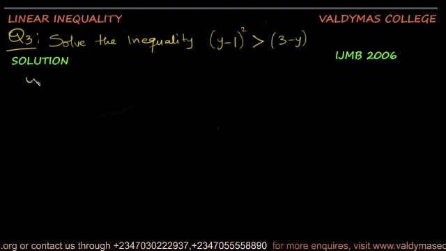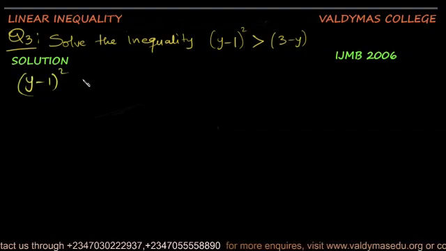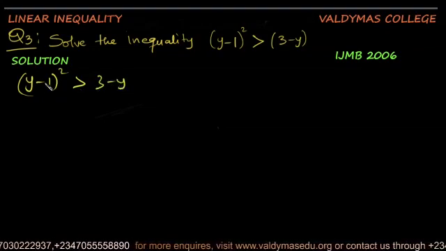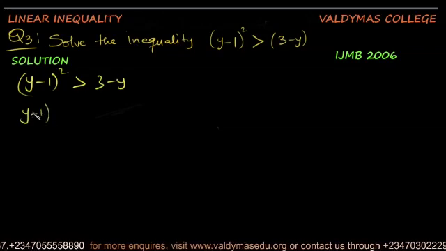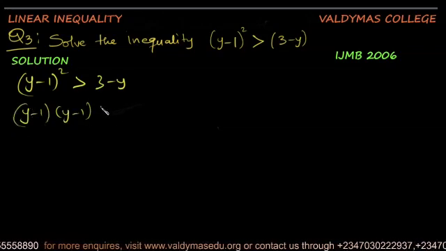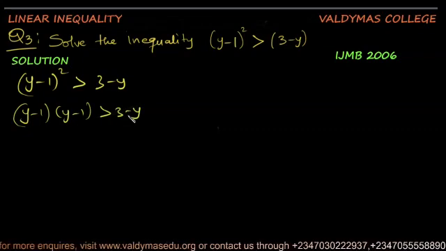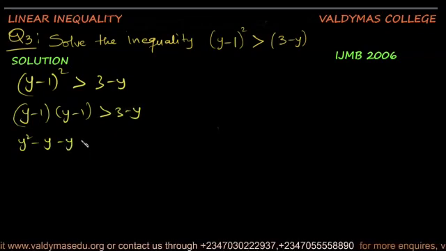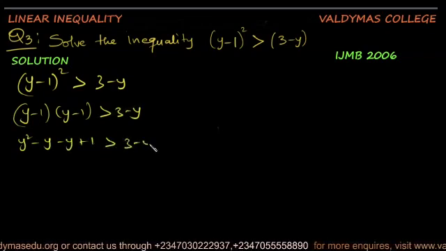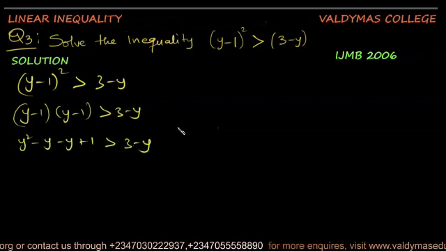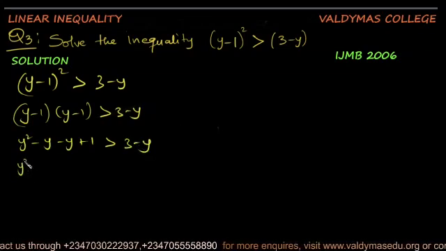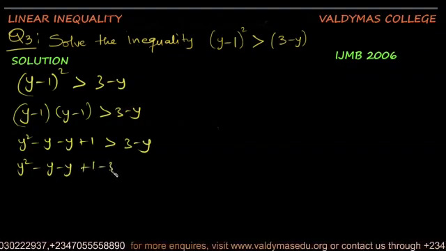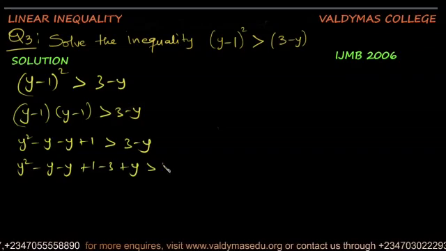So we have y minus 1 squared greater than 3 minus y. So expand the brackets. We have y squared minus y plus 1 greater than 3 minus y. Move 3 minus y to the other side. So we have y squared minus y plus 1 minus 3 plus y greater than 0.